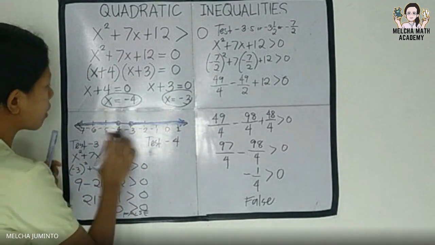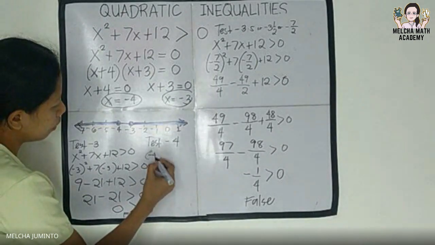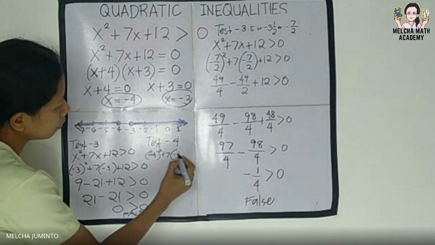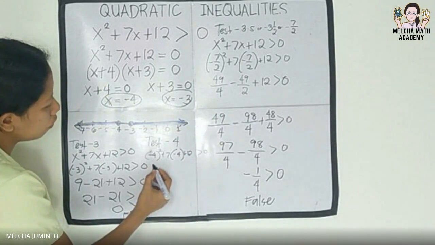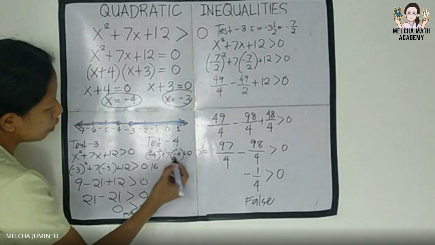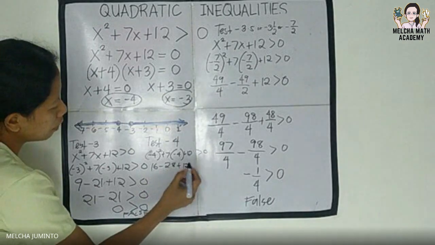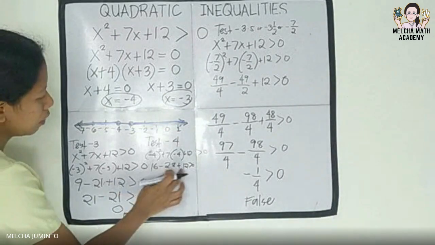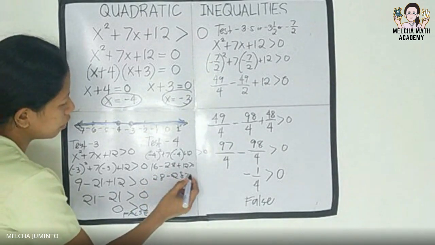Let us test negative 4. Same, we need to replace all x with negative 4. The square of negative 4 is positive 16. The product of 7 and negative 4 is negative 28. Plus 12 greater than 0. Combine first 16 and 12. 16 plus 12 is 28. Minus 28 greater than 0.